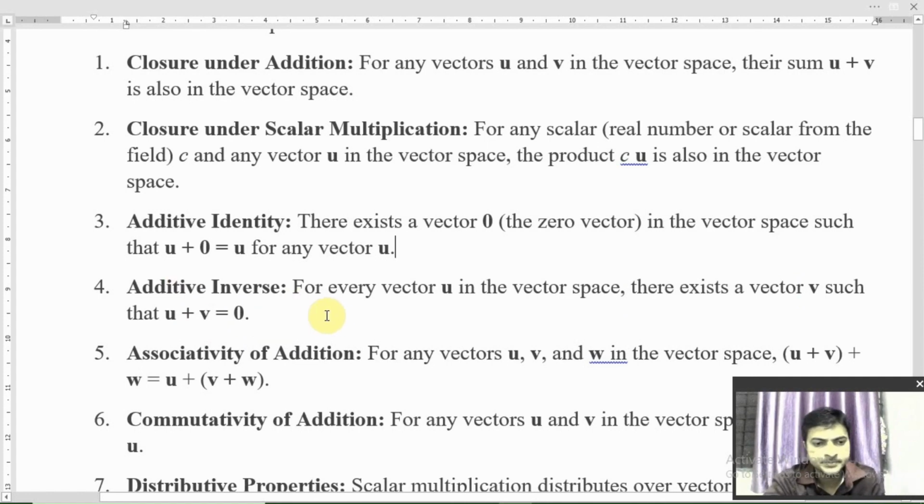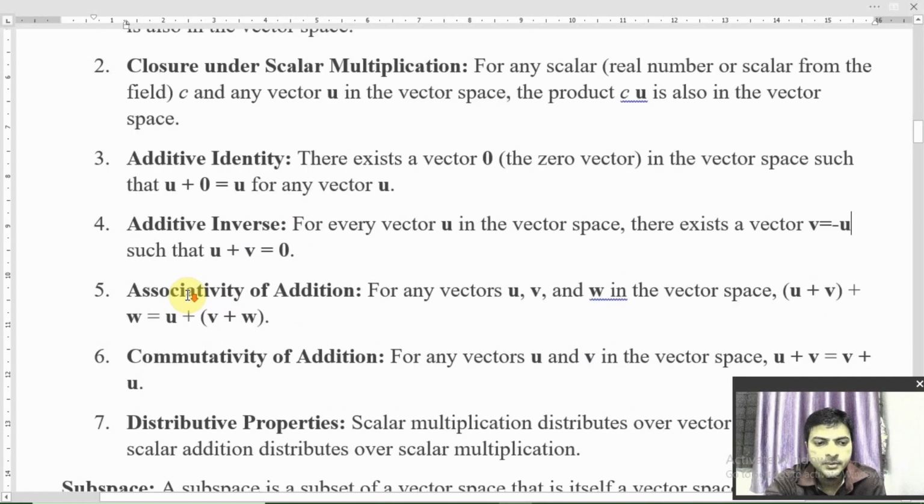So how is it possible? In this case, we can take v equal to minus u. Yes, then we can say very easily that when v is minus u, minus u plus u is equal to 0, and it satisfies additive inverse. Associativity of addition, how does it satisfy, students? Suppose there are three vectors u, v, w, then u plus v in brackets plus w is equal to u plus v plus w in brackets. It satisfies associativity of addition.